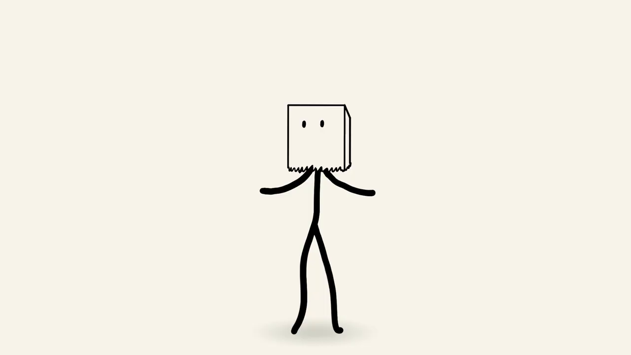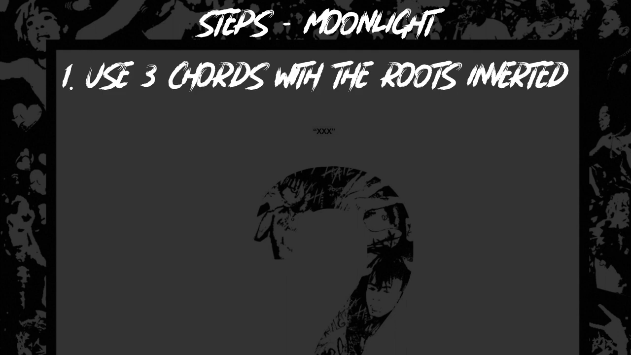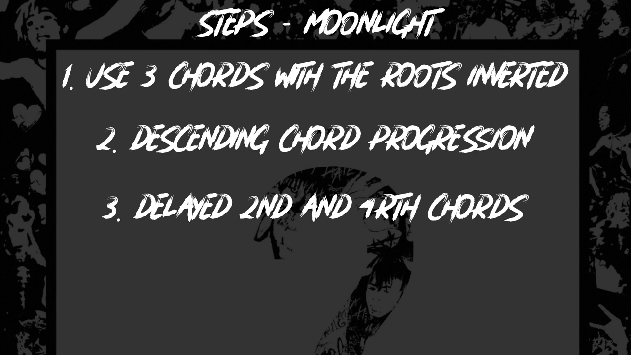And done, that's it. So to recap, you need four main things to make a melody like Moonlight. Step one, use three chords with the roots inverted. Step two, descending chord progression. Step three, delayed second and fourth chords. And step four, a top melody.